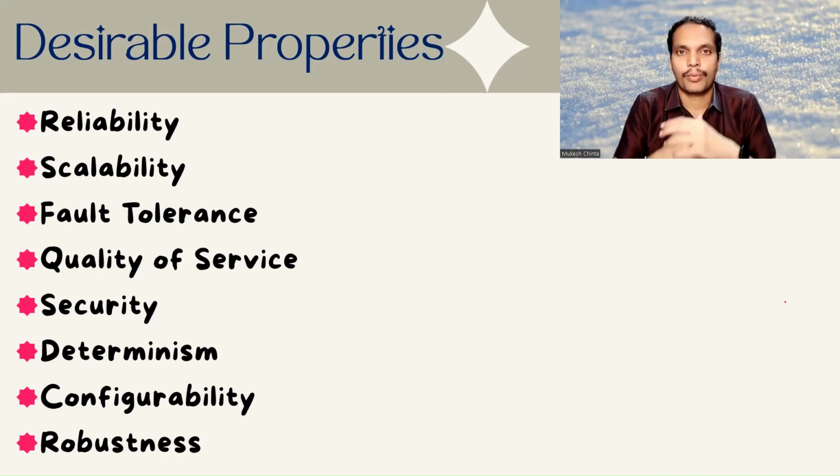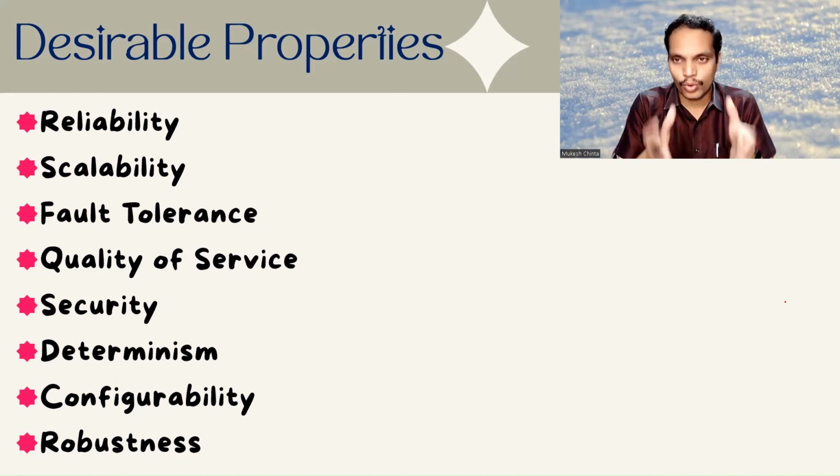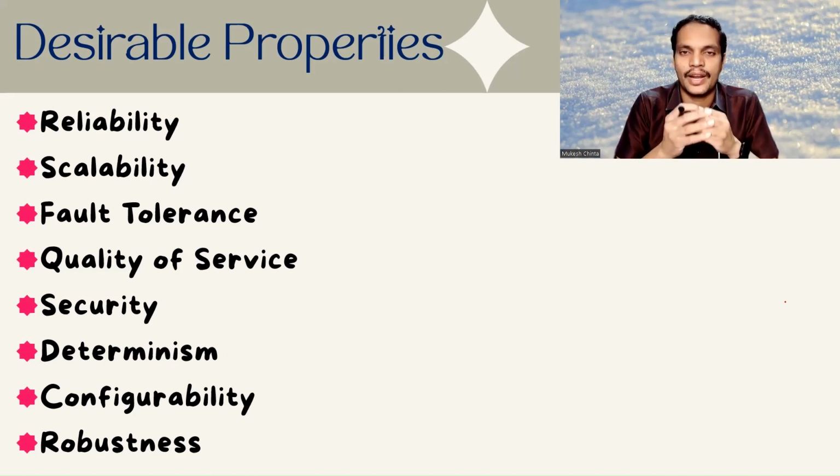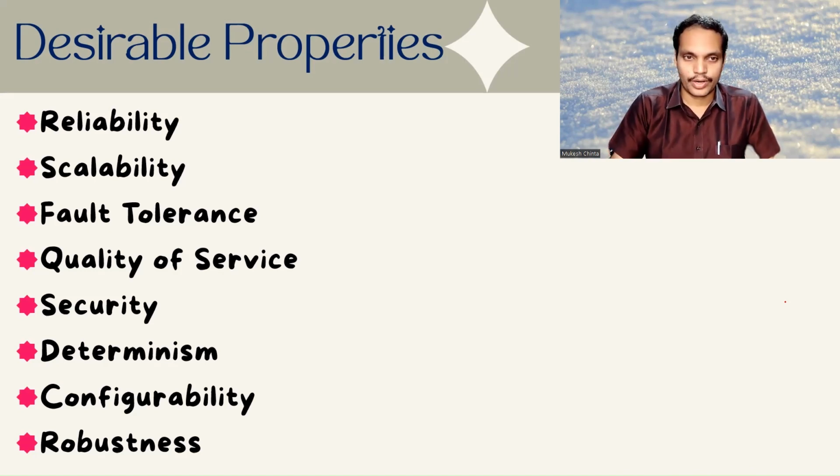So these are the different properties. Of course, there are many other properties which you might find on the internet, but I thought these are the ones which can give you a good understanding of how a network should be, or what a network is actually supposed to do. So these are called the desirable properties of a computer network.